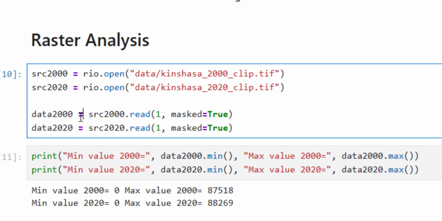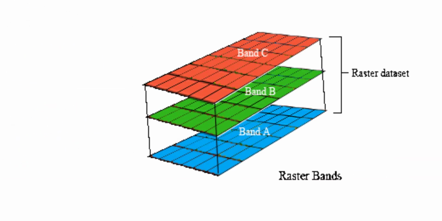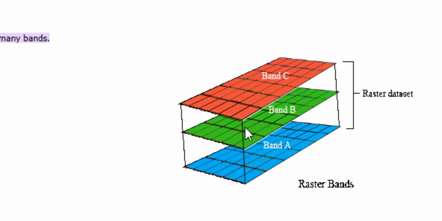So that's what this is doing. We are storing the data 2000 and calling this variable source 2000, and .read is where it's saving that band, band is one, and masked=True. Masked true meaning if there is no data. And what is no data? No data means that in a certain pixel there is no information. It doesn't mean zero. It means there is some missing information in those pixels.